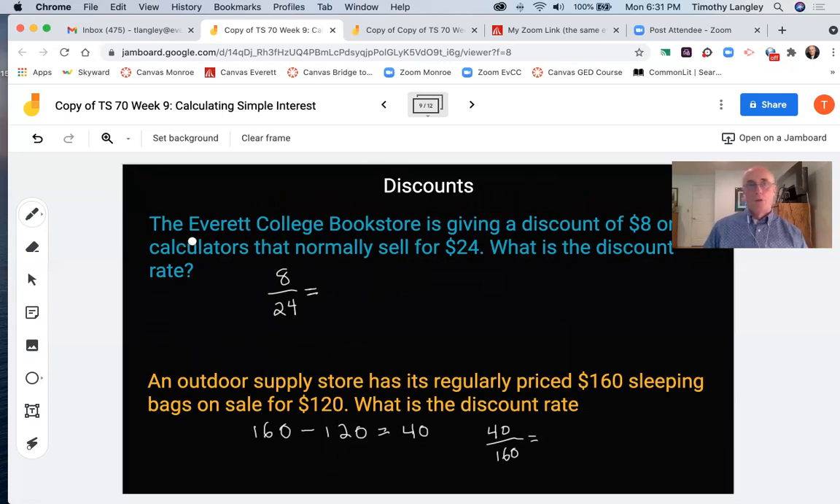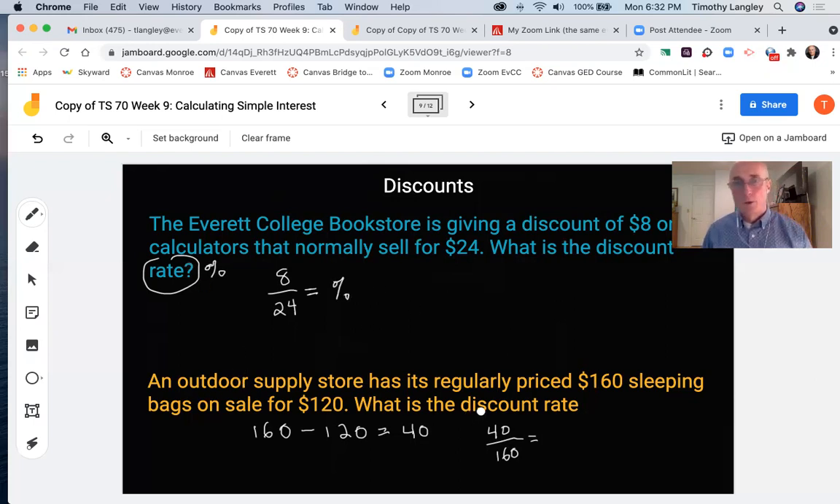The Everett Community College Bookstore is giving a discount of $8 on calculators that normally sell for $24. So what is the discount rate? They want to know the rate, they want to know the percent. So if this helps, rate is percent: 8 divided by 24 equals the percent. That's how I would do that. Same as the last problem.